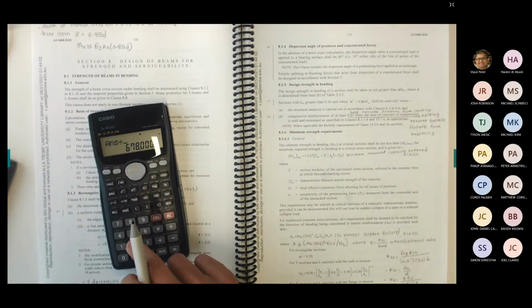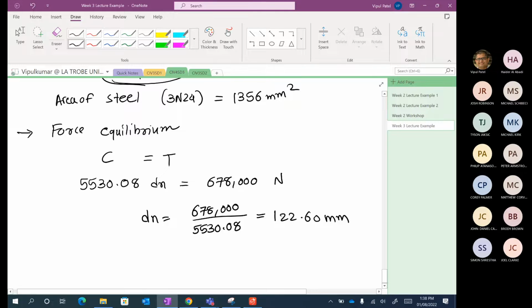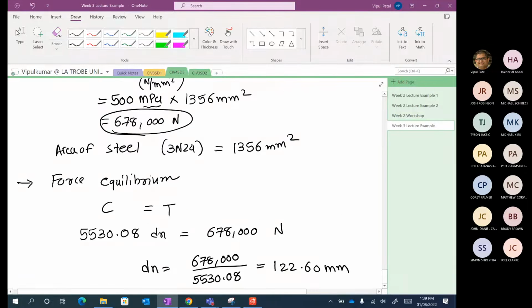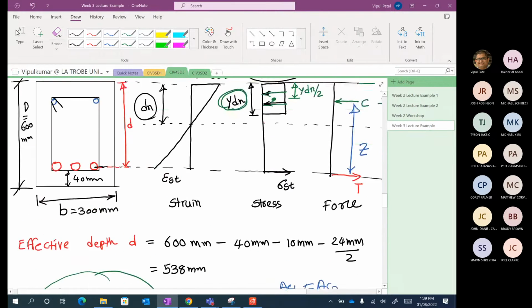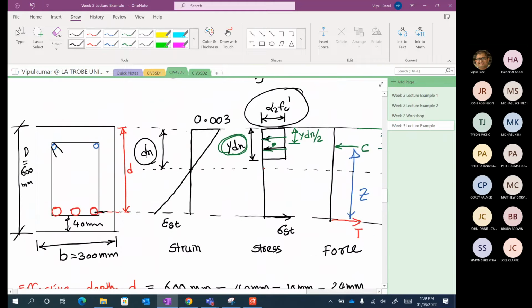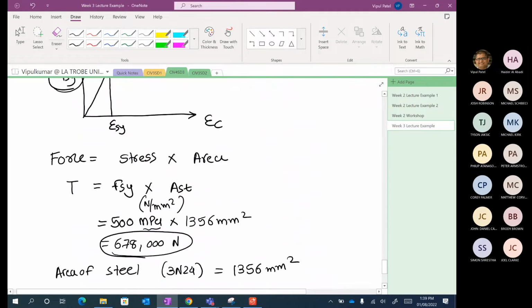Once you find the Dn, most of the work is completed. Most of the work being completed means you can go back to this diagram again and start calculating. This Dn now is 122.6 millimeters. Now we can calculate this strain because this strain is known to us, but this strain is not known to us. So we can calculate the strain in the steel. Let's calculate the strain in the steel.